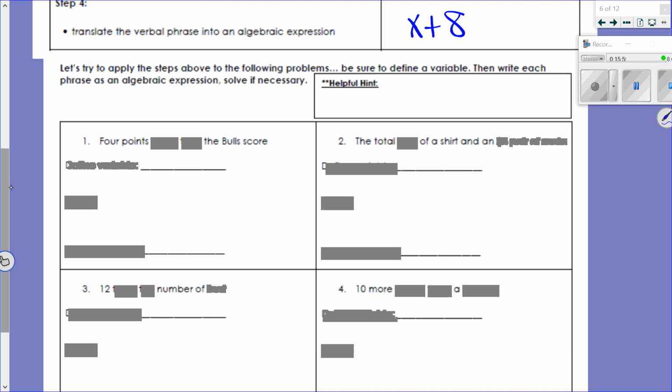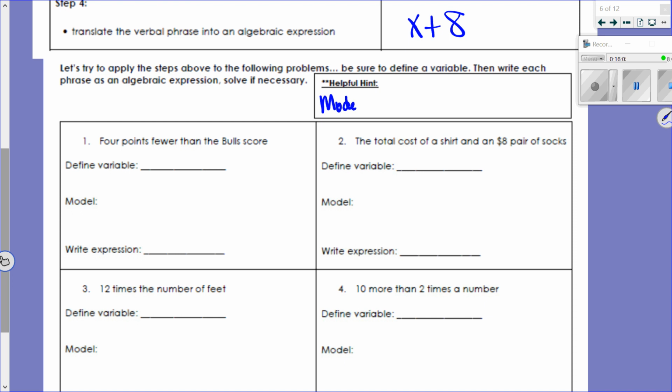Okay, so let's try to apply the steps above to the following problems. Be sure to define a variable, then write each phrase as an algebraic expression, solve if necessary. Helpful hint, models can help you visualize. So the models can help you visualize the problem. Marking your text will also help you immensely on these. So our first one, we have 4 points fewer than the bull score. So what is our variable?